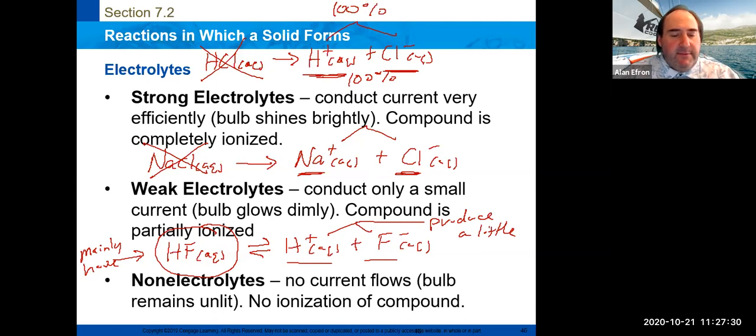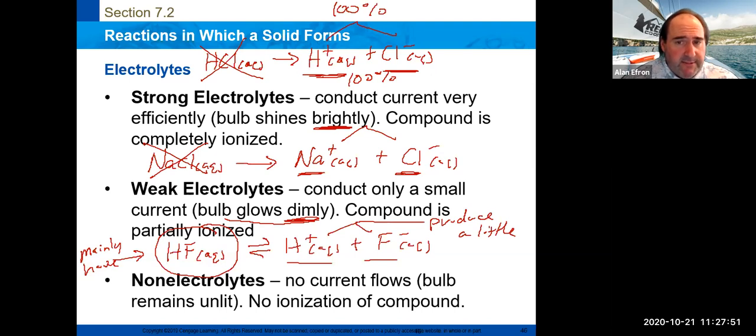And because it's able to still produce a little bit of those ions in solution, it's still able to conduct electricity. So here, as I mentioned before, the light bulb example will be very dim, as opposed to a very bright light bulb that you would have in a strong electrolyte.